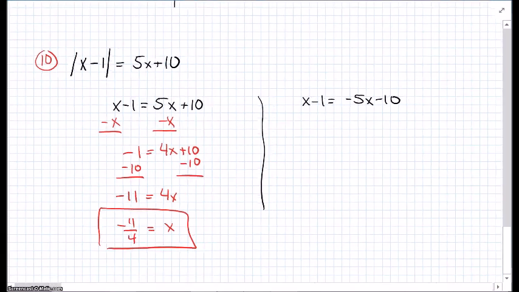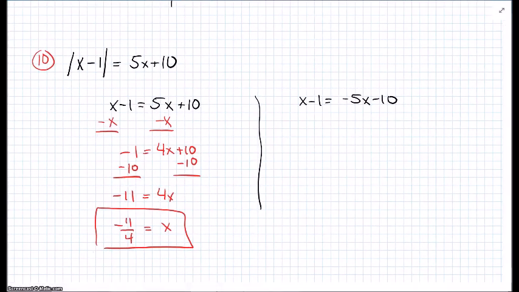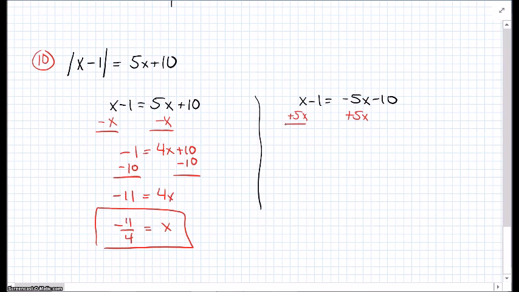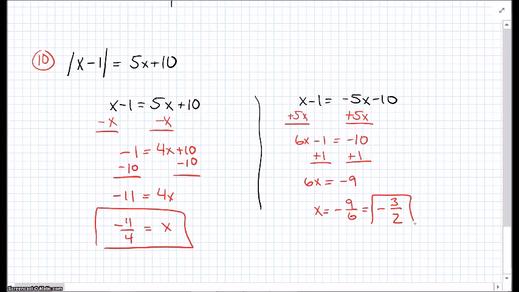Okay, let's look at the next solution set. I'm going to add 5x to each side. Again, I like to keep my variables positive if I can. So I'm going to get 6x minus 1 equals negative 10. Now I'm going to add 1 to each side, so I'm going to get 6x equals negative 9. I'm going to divide each side by 6. So x is going to equal negative 9 over 6, which is negative 3 over 2.